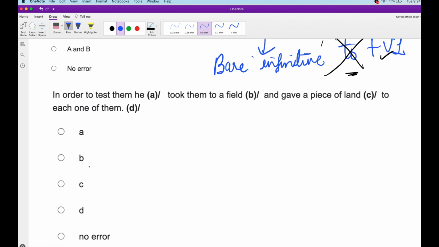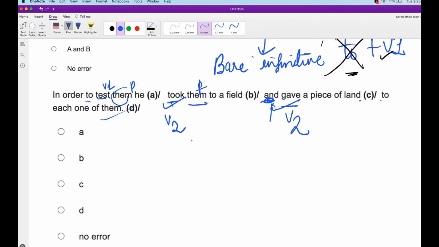Next question. In order to test them, he took them to a field. In order to means to do something, for something, because of doing this. So to plus V1. In order to test them, he took them. So them plural and again them plural. He took them. Took means V2, so the sentence is in simple past. To a field and gave them. So V2, parallelism is being maintained. The parts of the sentence are being connected using and, in both the parts we are using V2. So parallelism is maintained. Gave a piece of land to each one of them.